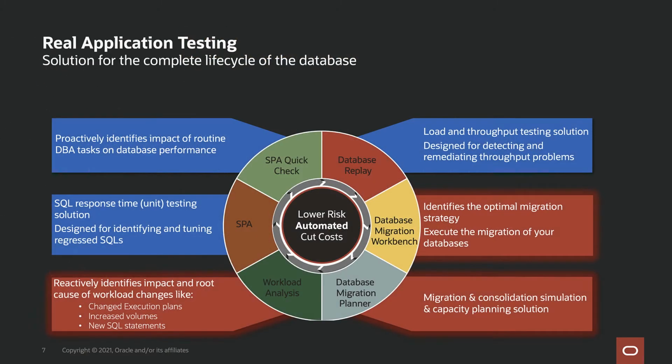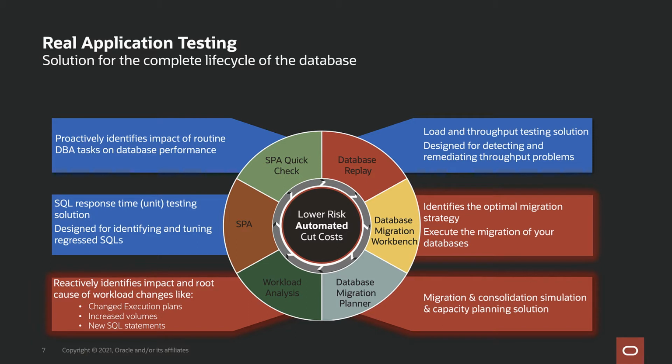So for this, we will use 3 different features of Real Application Testing. First, we're going to use Migration Planner to analyze the capacity and simulate the growing capacity. Then we're going to use Database Migration Workbench. That will help us to identify the optimal migration strategy, and we will also be able to migrate the database with this feature.